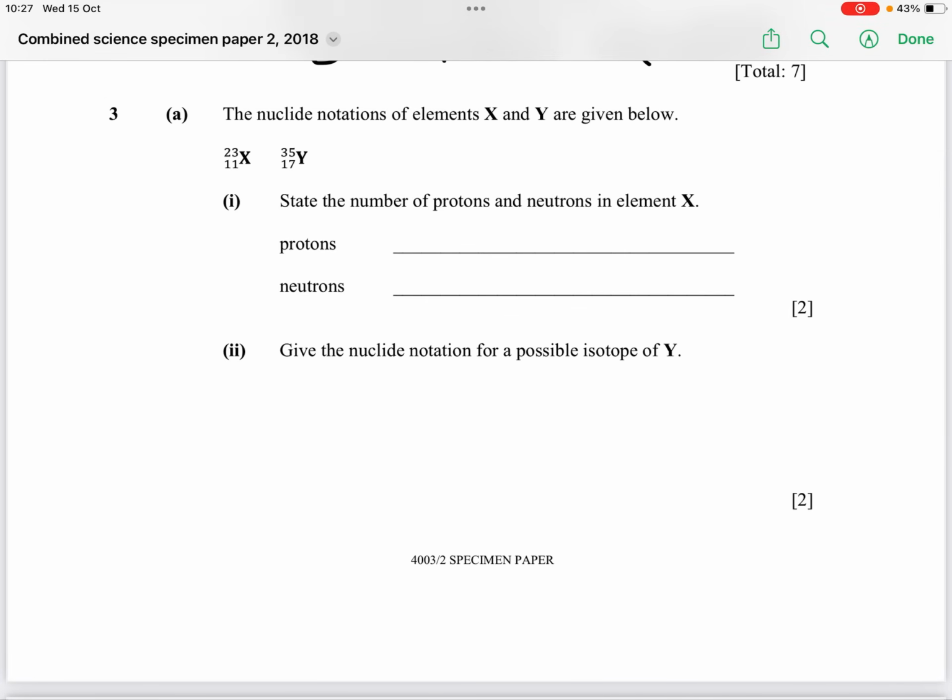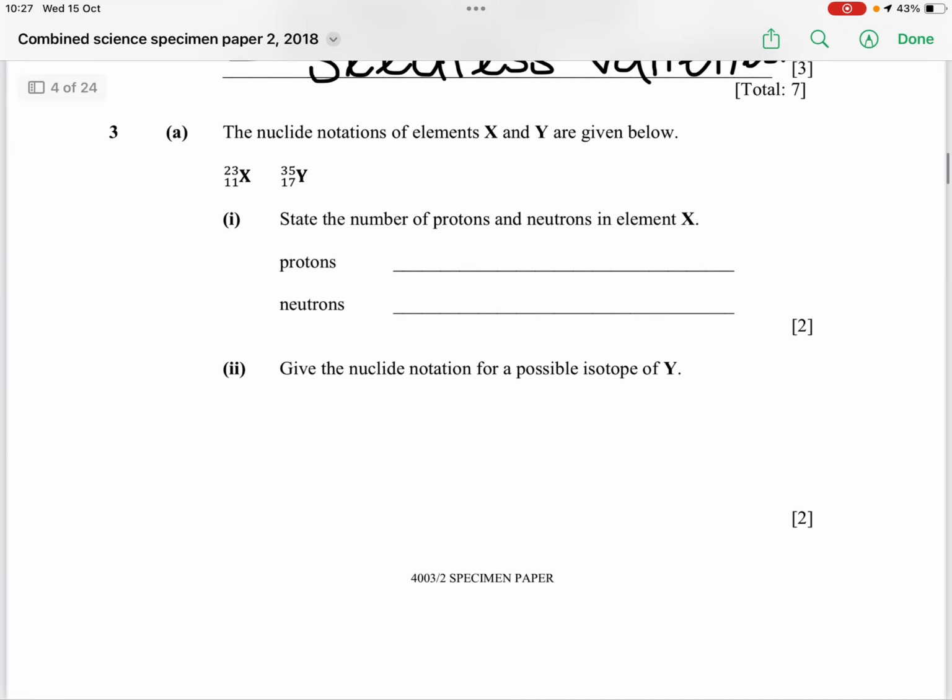The nuclide notation of elements X and Y are given below. State the number of protons and neutrons in element X. So the number of protons is the one at the bottom. We are going to write 11 as the number of protons. And then the number of neutrons, we say 23 minus 11 to get 12 as our answer.